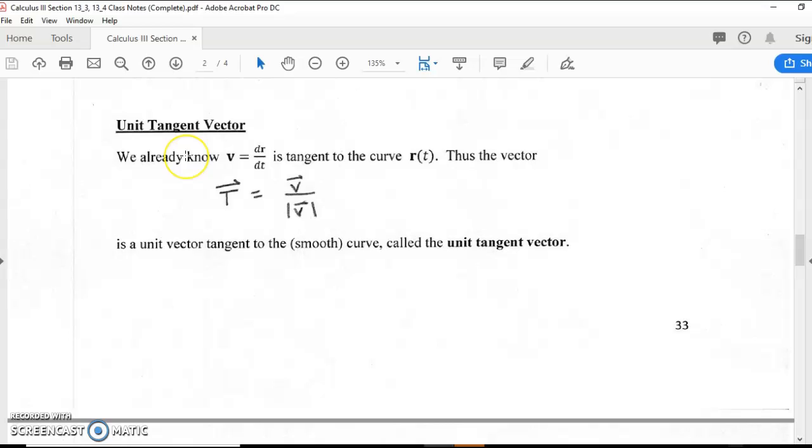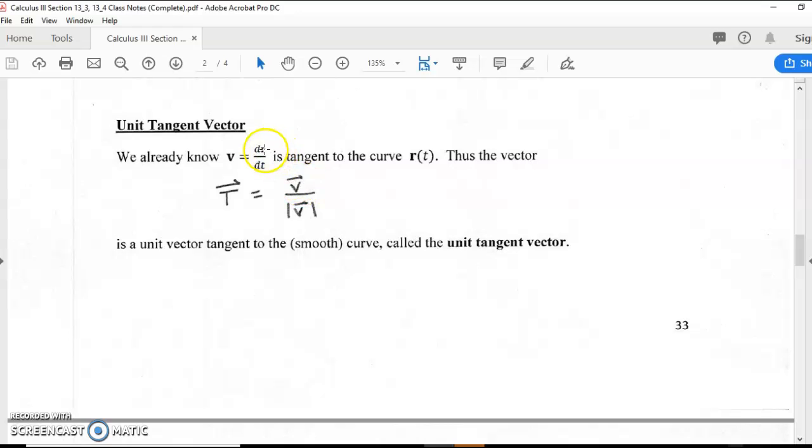Okay, the unit tangent vector is an important vector that we'll work with over the rest of the semester. So we already know that v, the velocity vector, is the derivative of the position vector, dr dt. That is tangent to the curve r of t at the point t. Thus, the vector capital T, equal to the direction of r, which is v over the magnitude of v, is the unit vector tangent to the smooth curve. That's called the unit tangent vector.